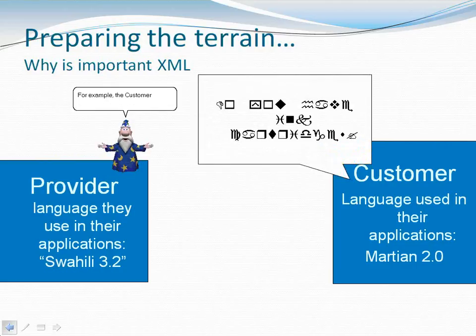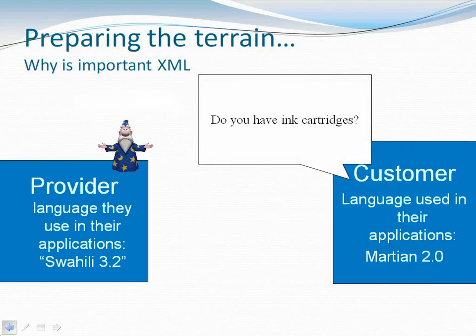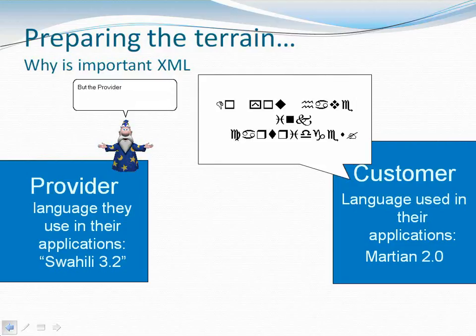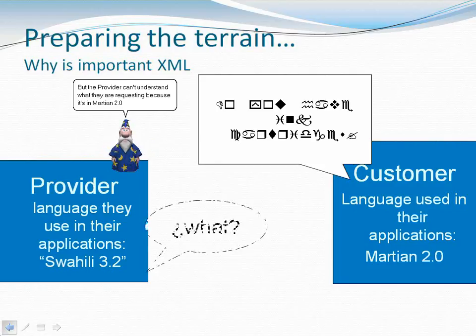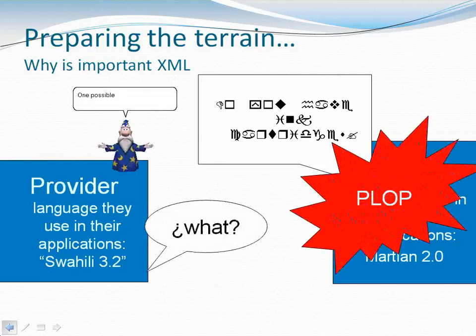For example, the customer would like to buy some ink, but the provider can't understand what they are requesting because it's in Martian 2.0. One possible solution to this problem could be either the customer or the provider could change their system to match the other, but that could be expensive. Let's see how XML can help.